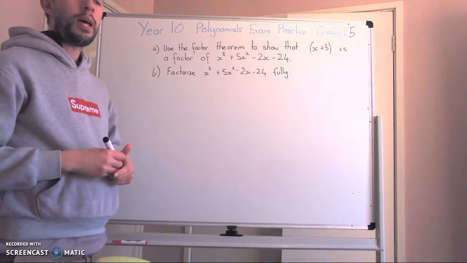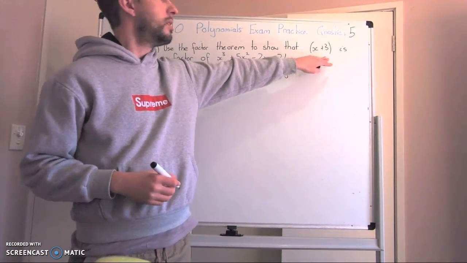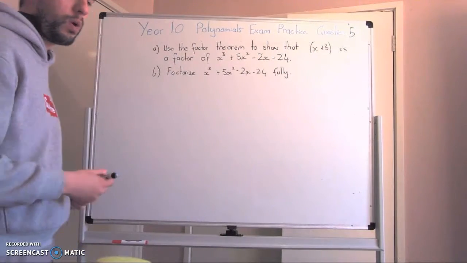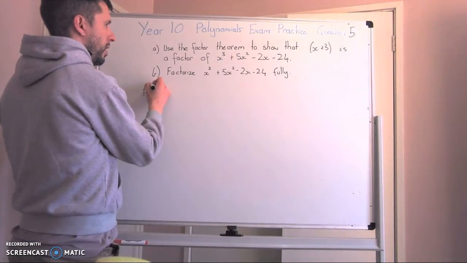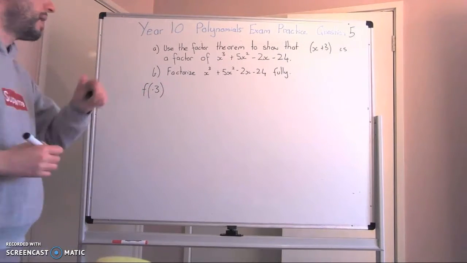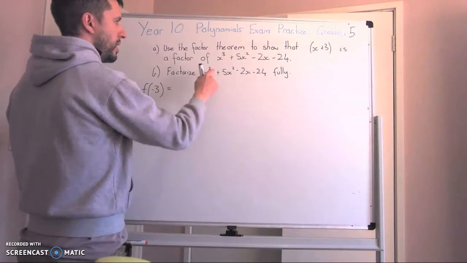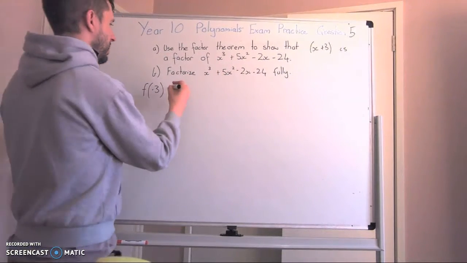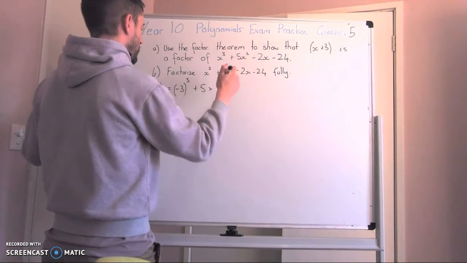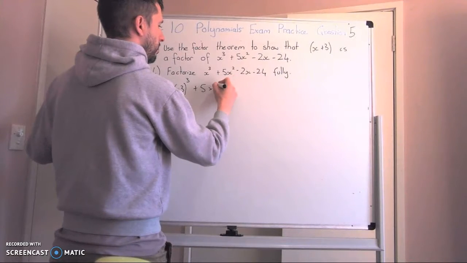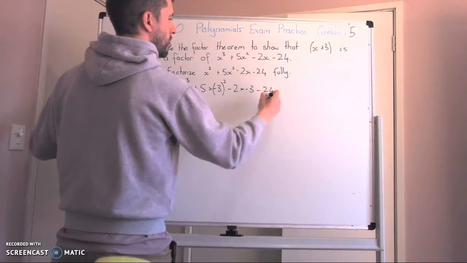So we know that if this is a factor, if I say x is negative 3, this would be 0, which means my whole equation would be 0. So I'm going to make x negative 3, which means I'm just going to substitute it into my equation. So it's negative 3 to the power of 3, plus 5 times negative 3 squared, minus 2 times negative 3, minus 24.